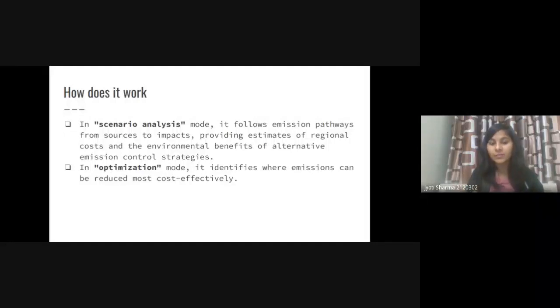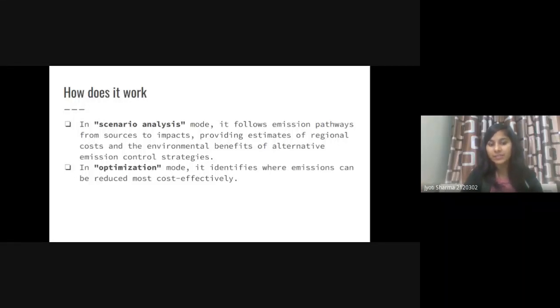Scenario mode means, as I told you, you have different tabs. One tab will be improving the engine. The second tab will be a very stringent policy. The third tab will be something innovative, let's say an innovative accelerator in the vehicle. Based on selecting various options, it will give you the future emission. So this is the scenario analysis.